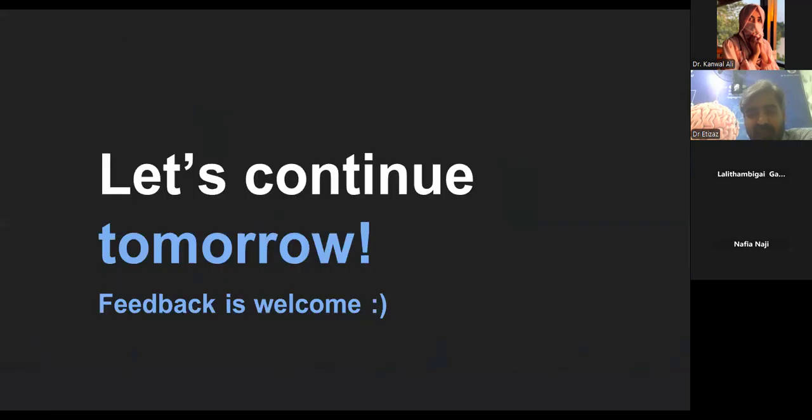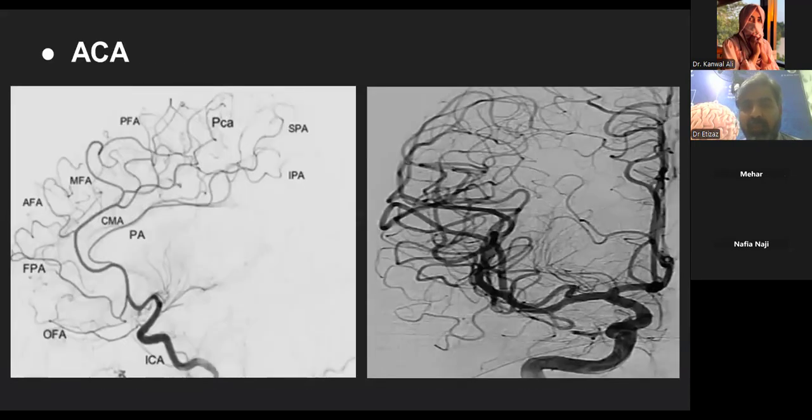Thank you so much. Question: how to tell about the view, AP or lateral? I'm not getting it. Kindly repeat this. Look at here. It is the anterior cerebral artery. It is very easy to get.